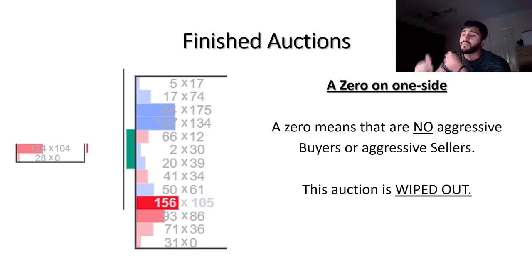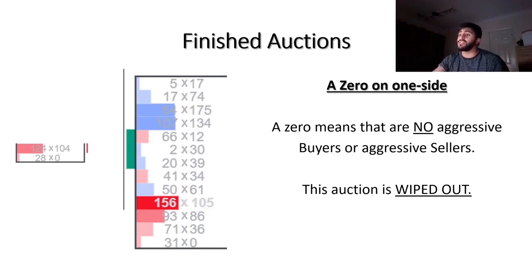This will become very important later on in the series when we start looking at absorption, when we start looking at exhaustion, when we start understanding potential lower time frame reversals, when we start understanding when to enter, when to exit. These things become very important, and finished auctions come in line with the delta and the volume, and we will get into that later on in the series. But for basic knowledge at this point, a zero on one side means that there's no aggressive buyers or aggressive sellers. The auction is wiped out.